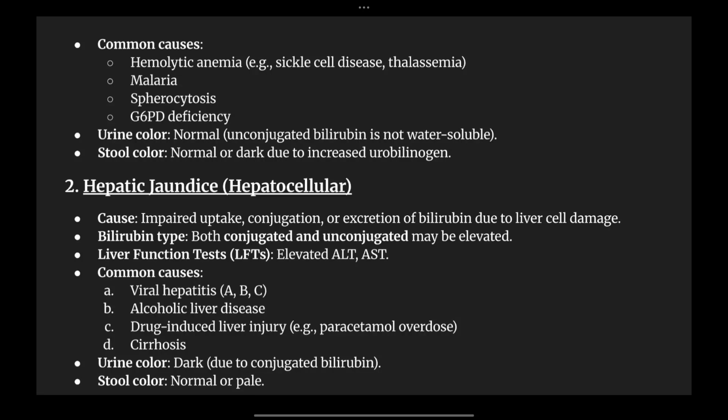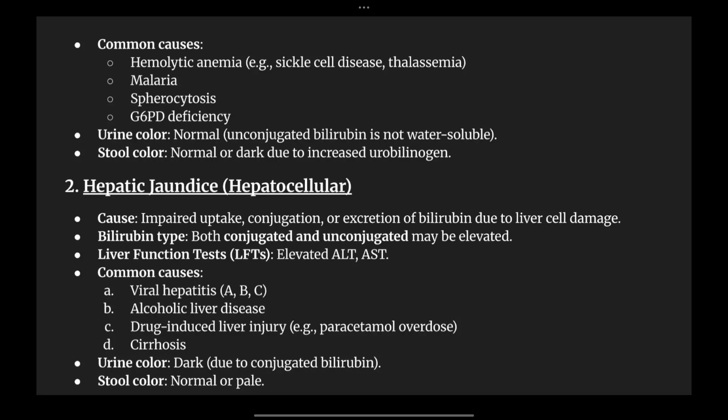So liver function tests will show elevated levels of ALT and AST. Now what is ALT? ALT is the alanine aminotransferase enzyme and AST is the aspartate aminotransferase enzyme. These are the two enzymes that are secreted from the liver. If their levels are high, there are chances that hepatic jaundice may be present in that person.